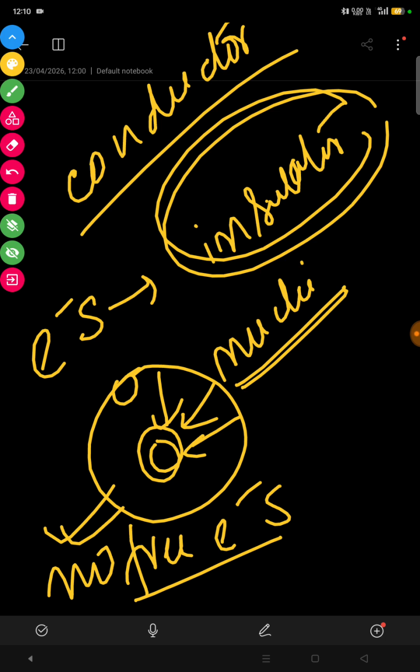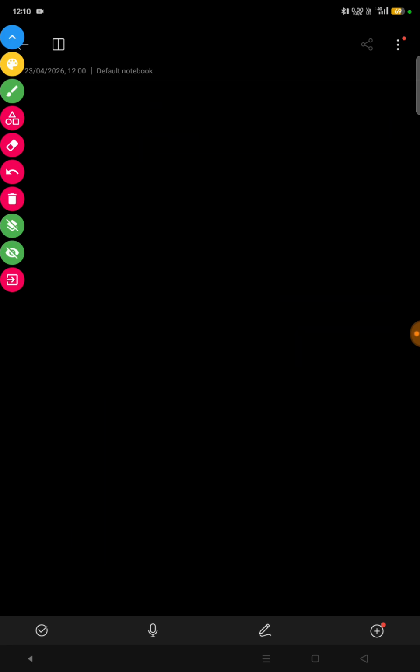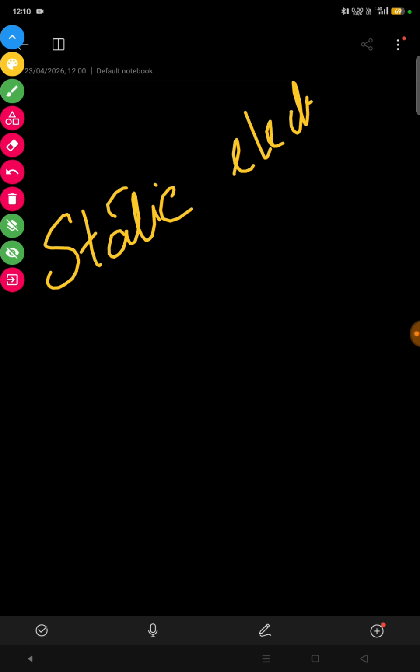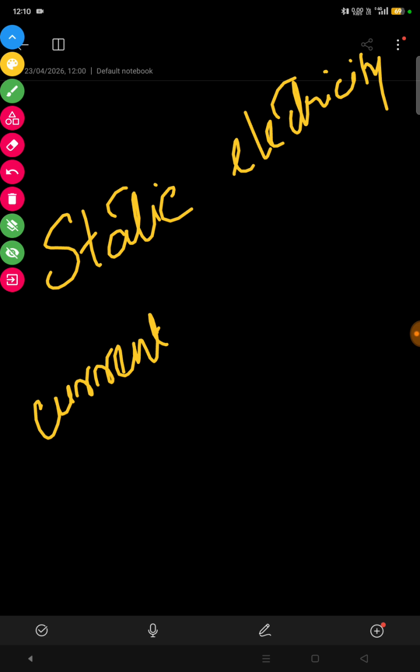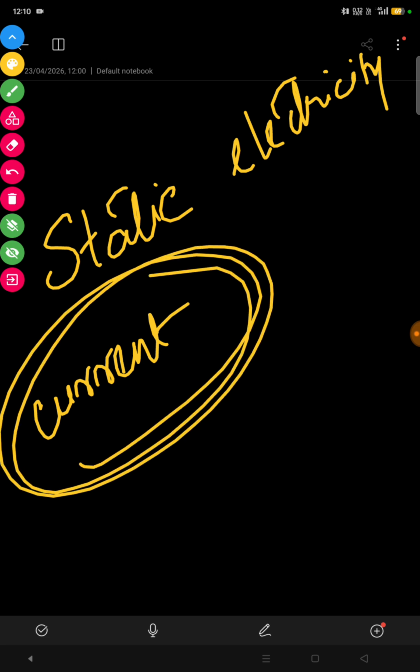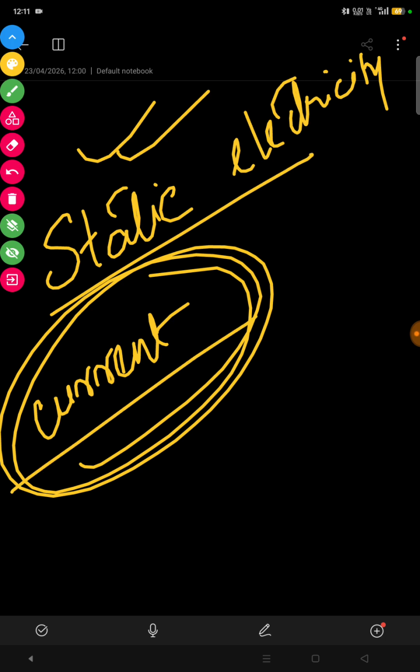Now this electricity can be categorized into two parts. One is static electricity, and another is current electricity. In this chapter we will be dealing with current electricity, but I will say something about the static part. I'll just give you some idea or glimpse about what static electricity is. So electricity can be classified into static electricity and current electricity. This very chapter is much more about current electricity.